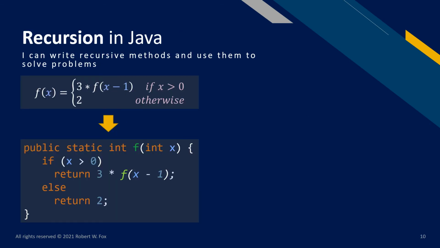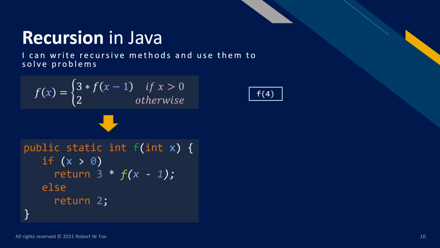Now that we've seen how recursion works in the math world, let's talk about how that translates to Java. In the math, we have a function called f with a parameter x, and in the Java code below, we have a method f with a parameter x. In the math, if x is more than 0, the result is 3 times f of x minus 1, and the same is true of the Java code. If x is greater than 0, we return 3 times f of x minus 1. In the math, otherwise, we return 2, and in the Java code, otherwise, we return 2.